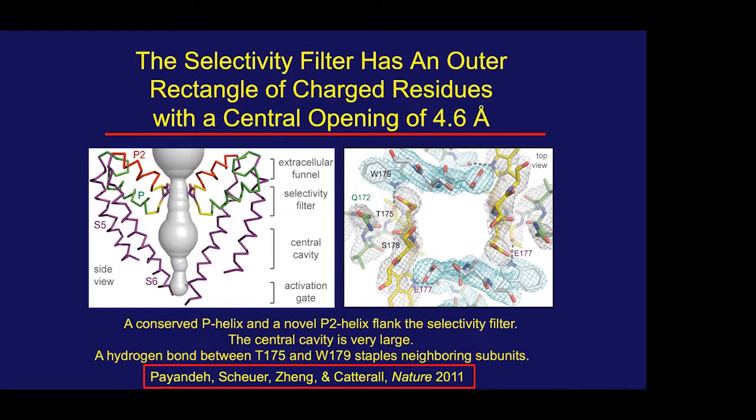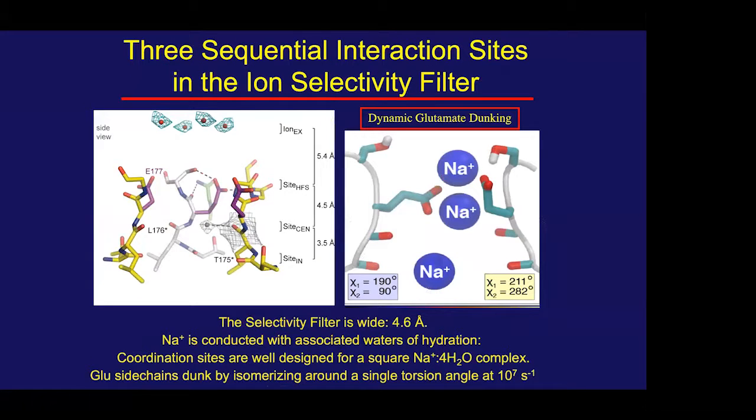Sodium ions in solution go around with a coating of water. They strip off some of that water, and in a very specific chemical way, they let the sodium go through, and they reject calcium, potassium, and the other kinds of ions that are in the extracellular fluid. Now, if we look a little more closely at this ion selectivity filter, we see it actually has three parts.